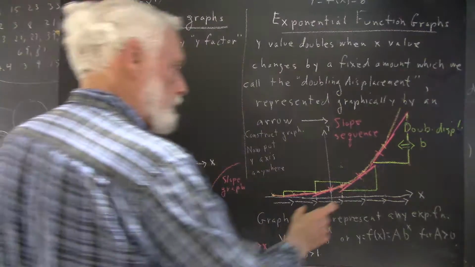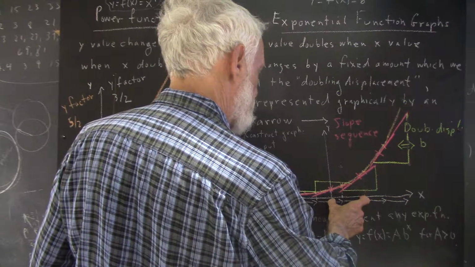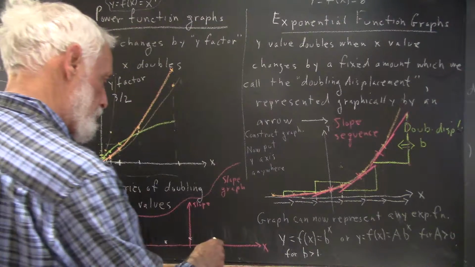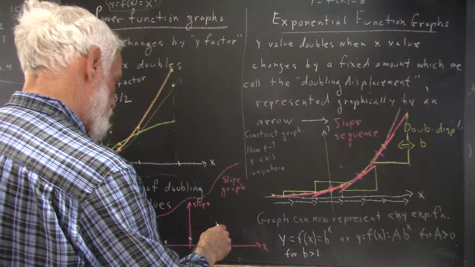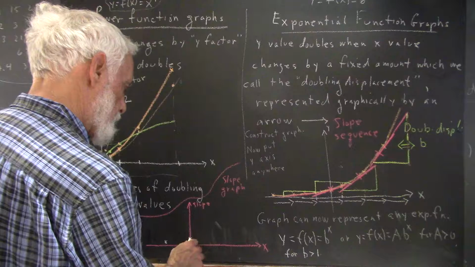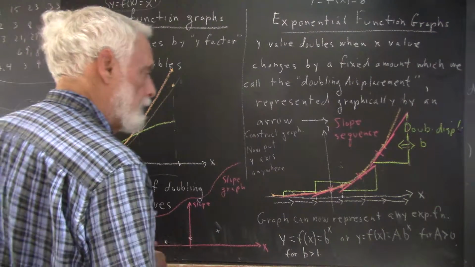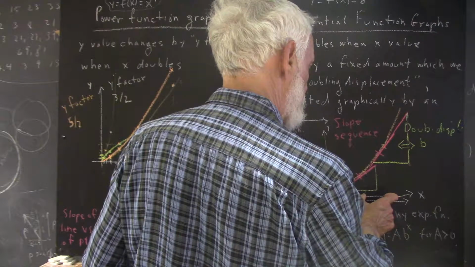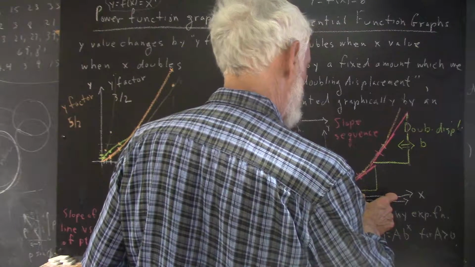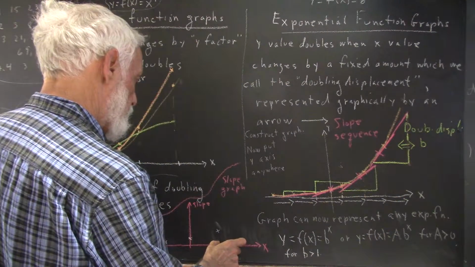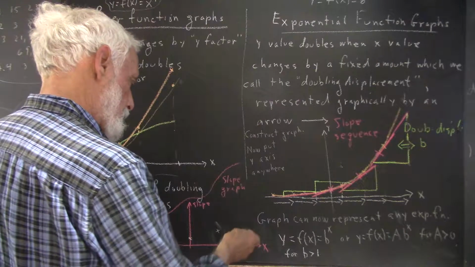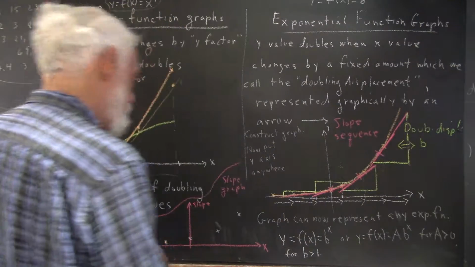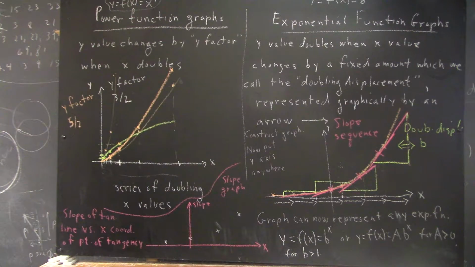Okay, then I move over this far, and it looks like things have doubled again. Well, it's not that high. Double this, we get something like this. And then I move over this much further, and it looks like the slope has doubled again. Now what I've got here is not a graph of the original function, but a graph of the slopes.